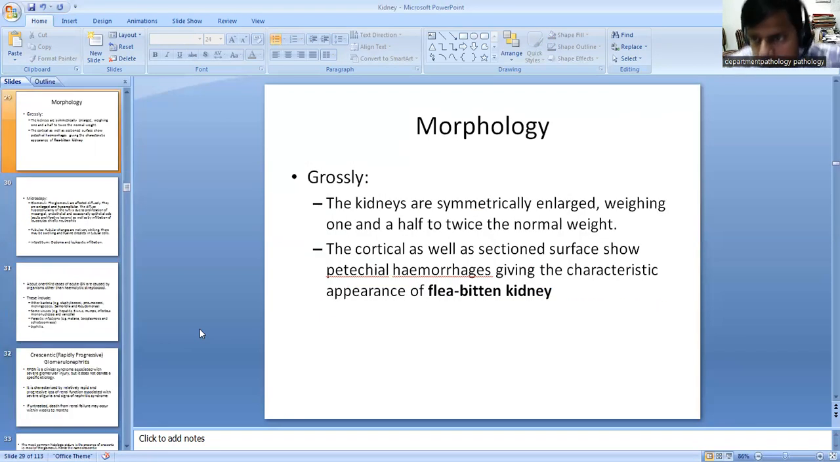Now we will discuss the morphology or the gross features in case of PSGN. The kidneys are symmetrically enlarged, weighing 1.5 to twice the normal weight. The cortical as well as sectioned surface show petechial hemorrhages, giving the characteristic appearance of a flea-bitten kidney.